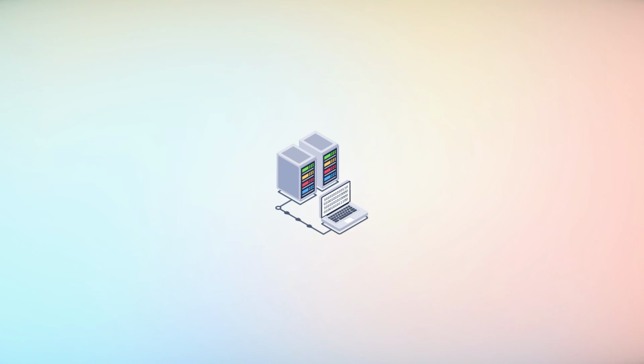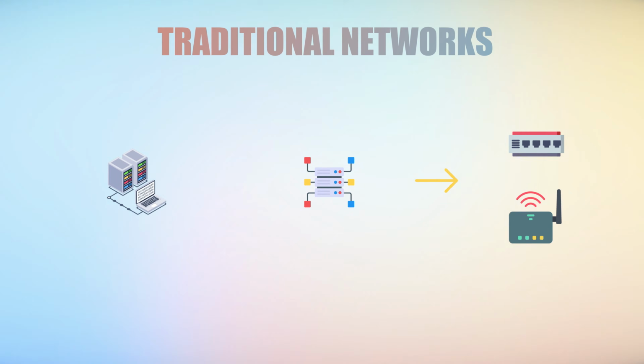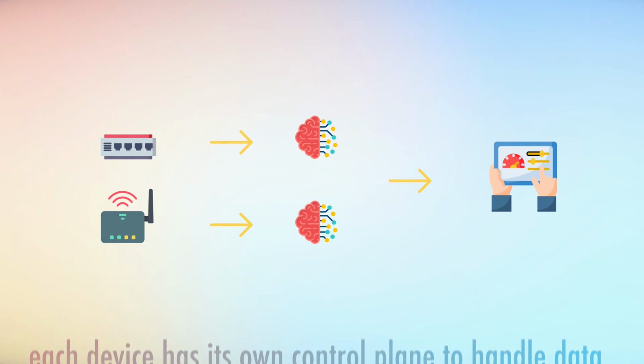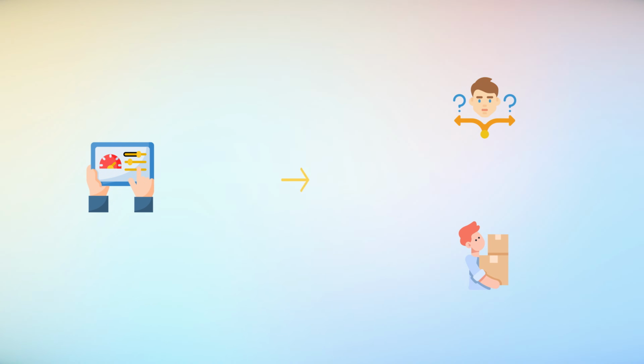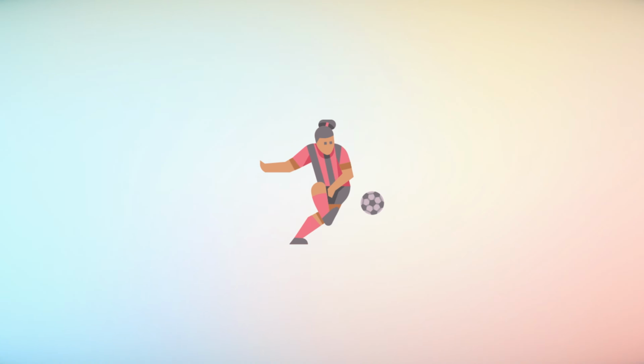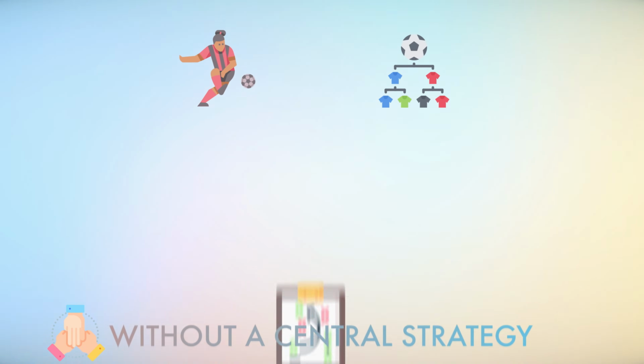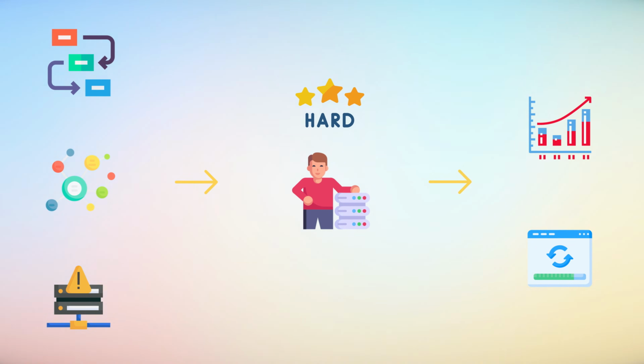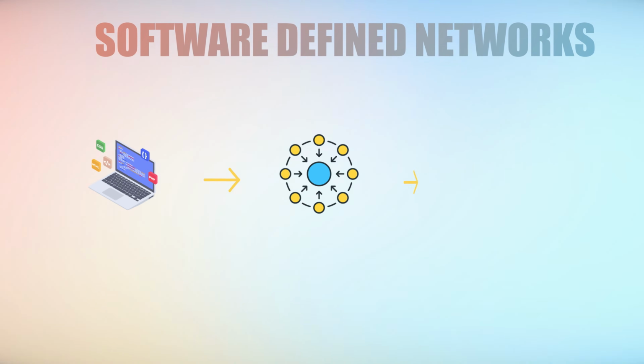In traditional networks, each networking device, like switches and routers, has its own brain, called the control plane, which decides how to handle data. It's like players on a team making individual decisions during a game without a central strategy. This makes it impossible to dynamically make decisions on the network as the network condition changes, making it difficult for network administrators to react to the elevated traffic volumes immediately.